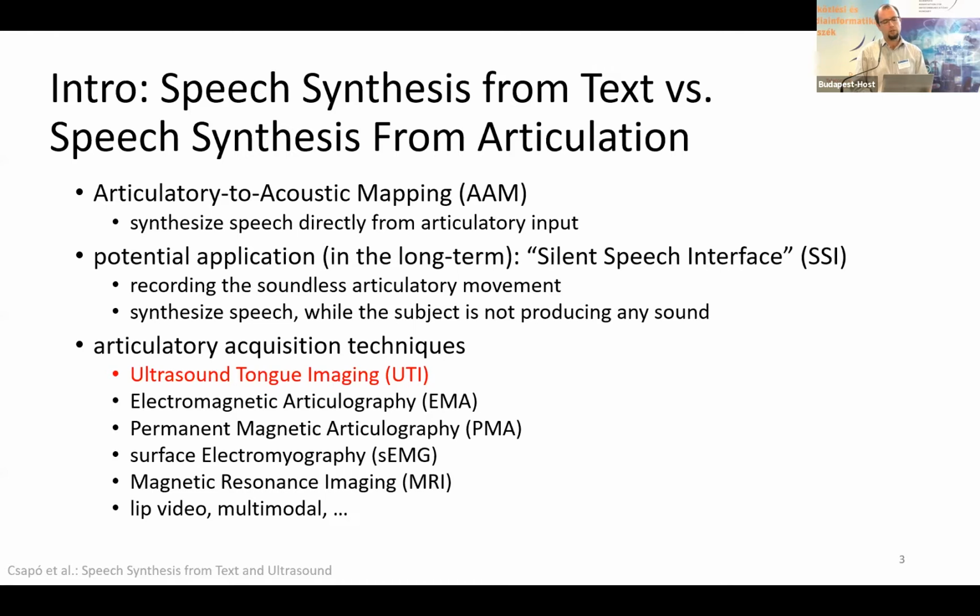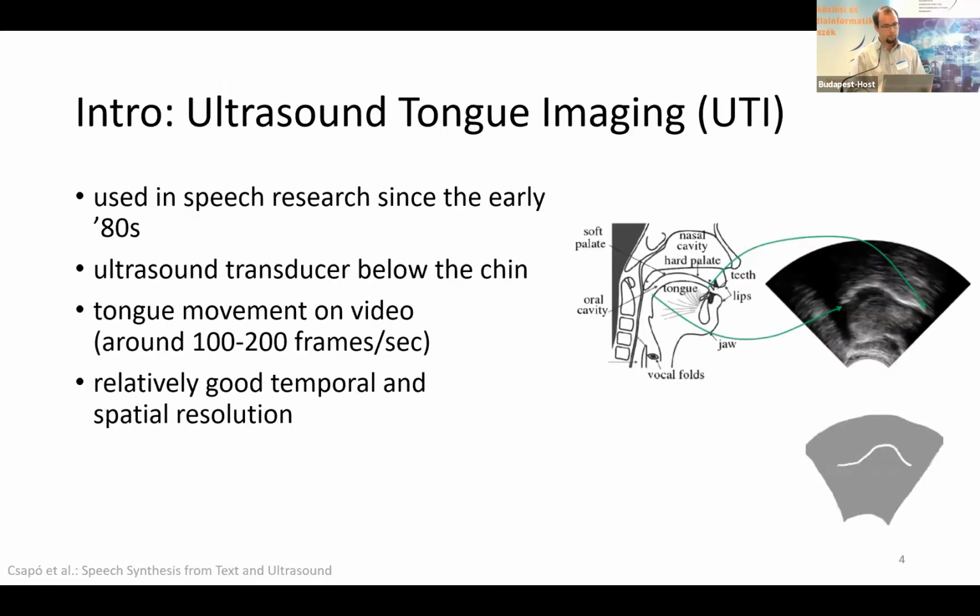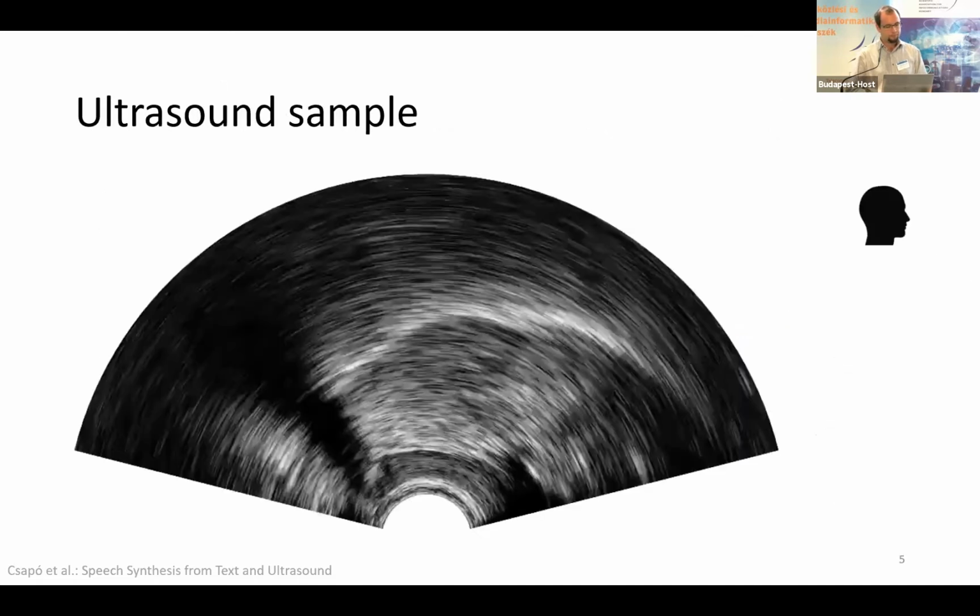For articulatory acquisition techniques, a couple of solutions have been used by various groups, like ultrasound, electromagnetic articulography, permanent magnetic articulography, surface electromyography or MRI, lip video, and also these can be combined to have a multimodal input. So ultrasound is a solution which has relatively good temporal and spatial resolution. And what is important to know is that it's a grayscale video where the tongue is visible.